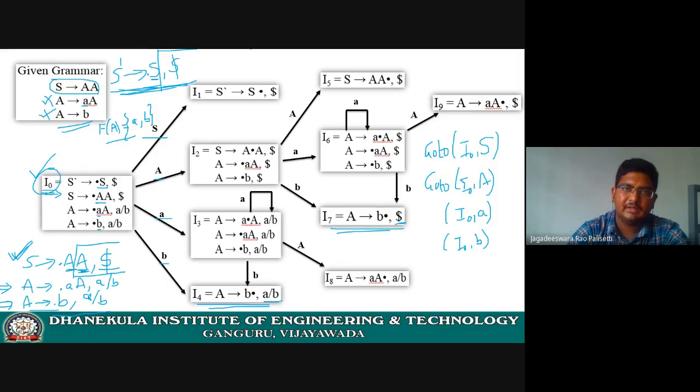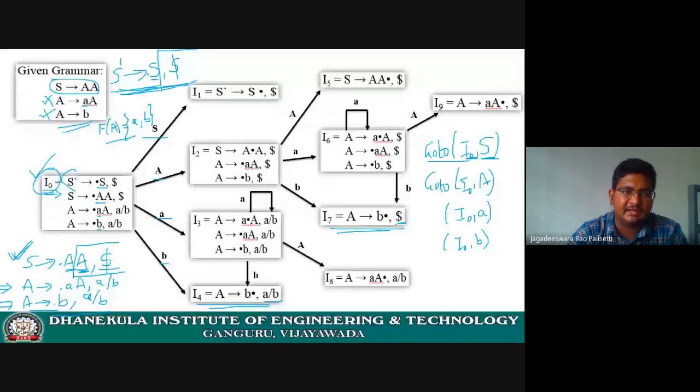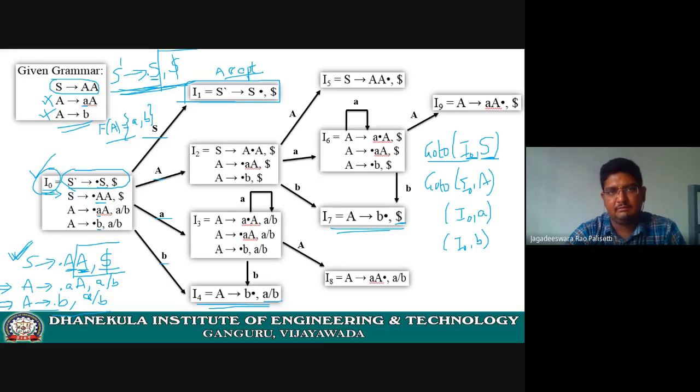That's it. If you perform goto on I0 with respect to the capital S, this is the production rule I have to consider, and make a dot operator movement. This is the way I get it. After that there is nothing, so I have to stop, and I have to consider this particular state I1 as accepted. You already know the reason: there is a start symbol and no further movement of the dot, so it is accepted.